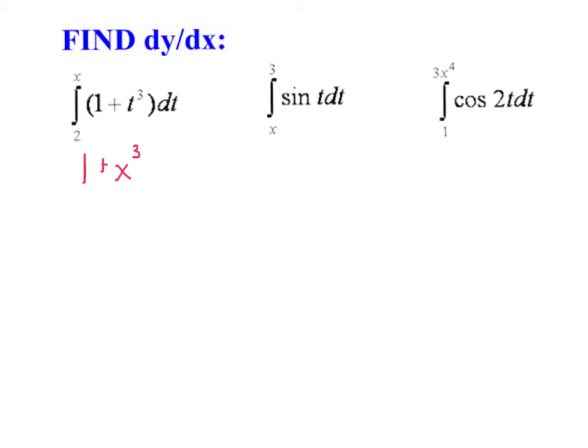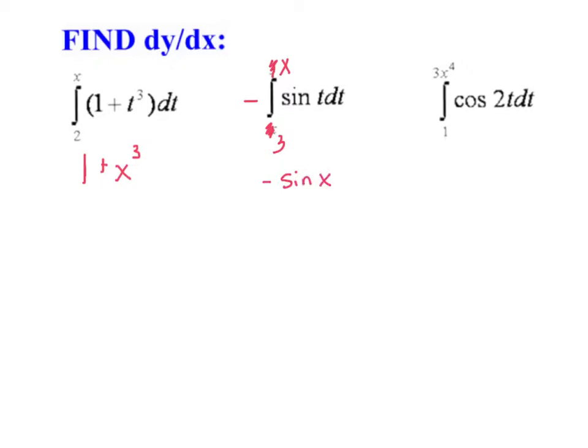The next problem, you can see that our bounds are from x to 3. That's not the way we usually like it. We usually like to go from the constant to x. But if we change our bounds, we simply change the sign of the final answer. So the answer would be negative sine of x.